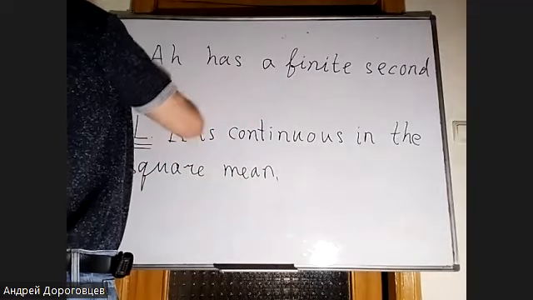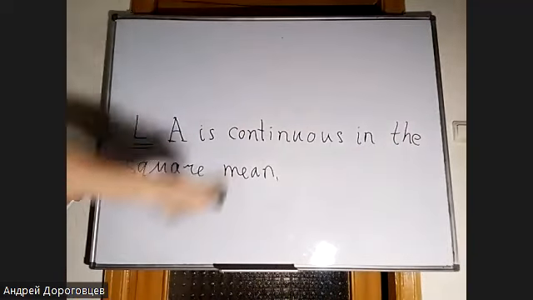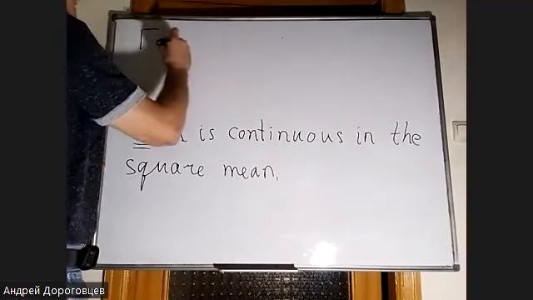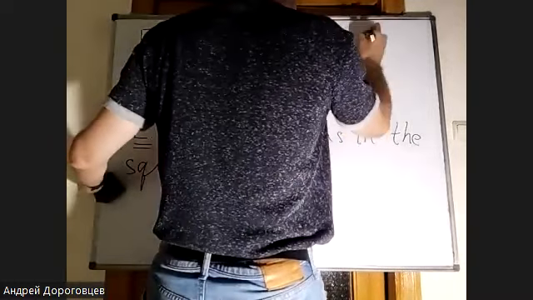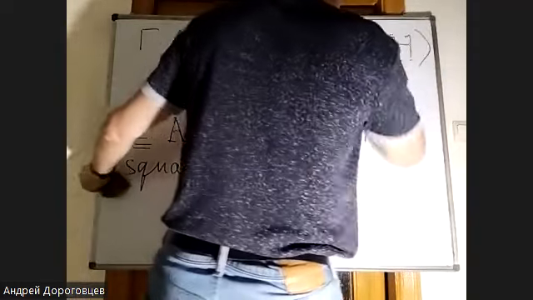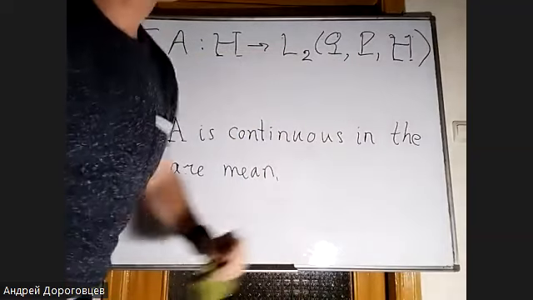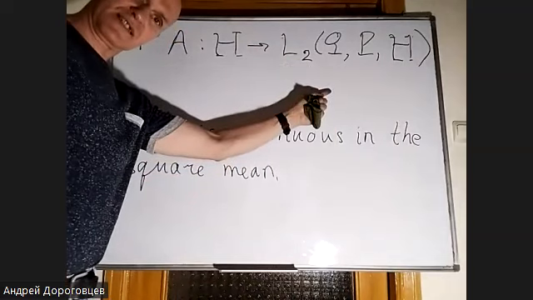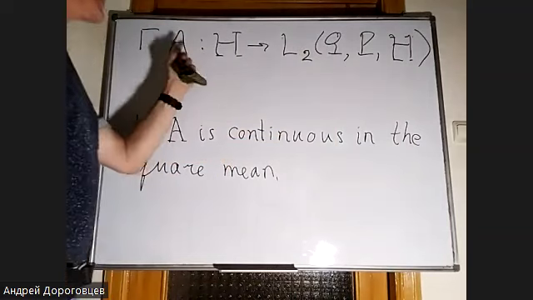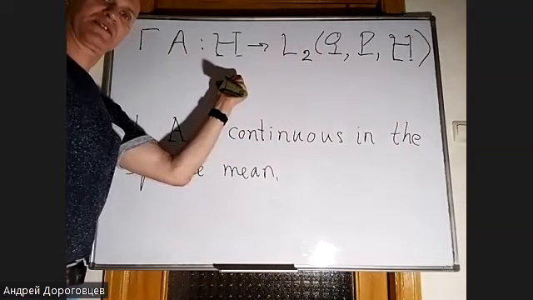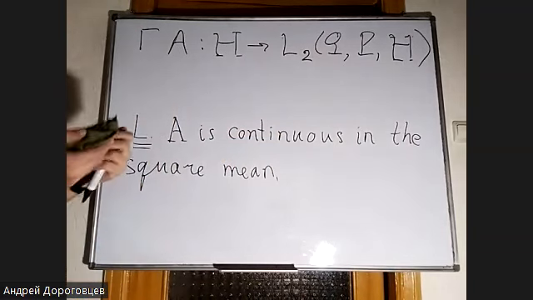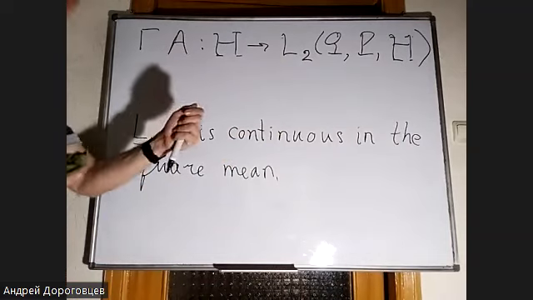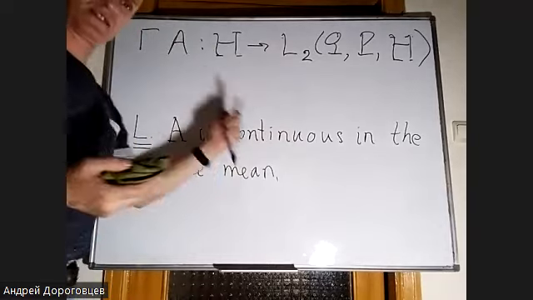How to check this? Let us try to use the closed graph theorem. So let us consider A as a map from H to L2(Omega), so this is the set of square integrable random elements, not L0, but L2. It is defined on all H, and H is a Hilbert space, so it is a complete normed space. And what remains to check, if we want to use the closed graph theorem, is that A is a closed operator, because we know that a closed operator defined on a whole Banach space is continuous.